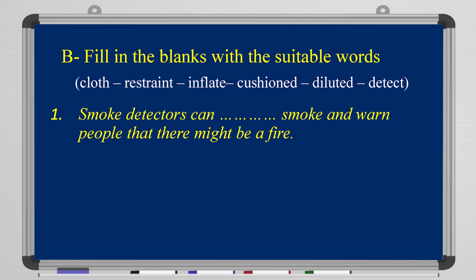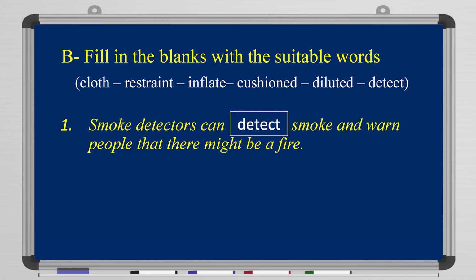Now let's take a look at the second exercise, which is fill in the blanks with the suitable words. Alright, so we have cloth, restraint, inflate, cushion, diluted, and detect. So number 1, smoke detectors can blank smoke and warn people that there might be a fire. So that's the job of smoke detectors, right? What does it do? It detects smoke and warns people that there might be a fire. So in that case, you should escape that building, right?